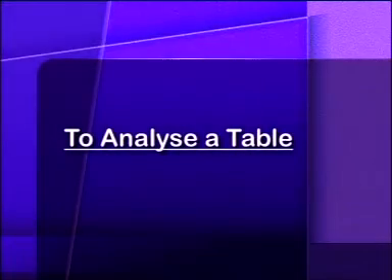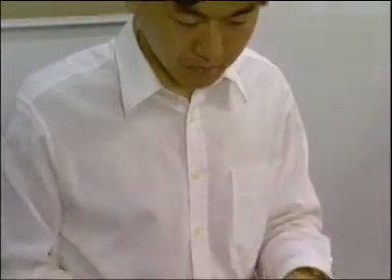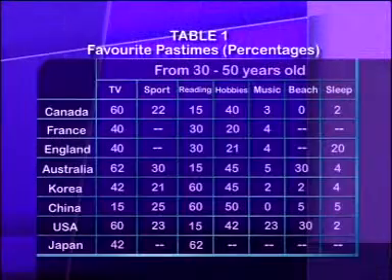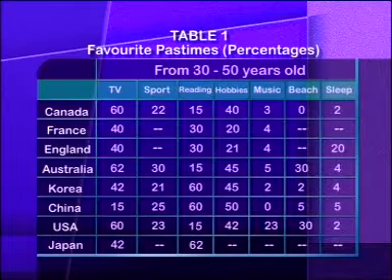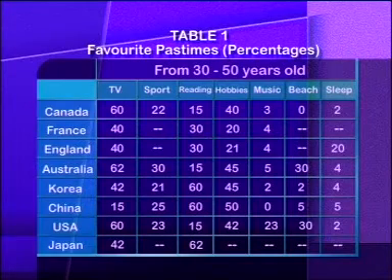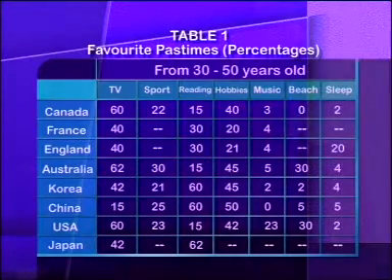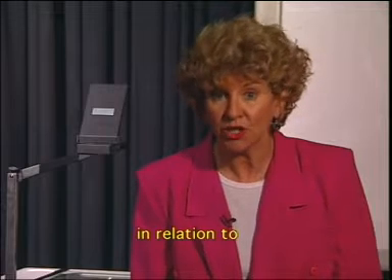To analyse a table. Tip 1. In tables, there's always information across the top and information down the side. The information across the top is always analysed in relation to information down the side.